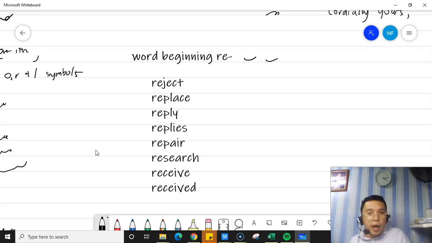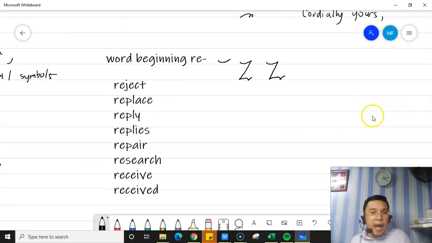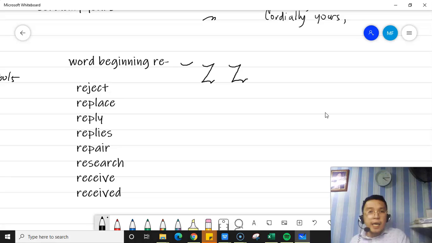So R, J, okay, then K, T. Let me have it again. R, J, K, T. So let us remember, we are just going to write R symbol kapag lahat ng strokes ay pababa. Okay? All downward strokes. Ang re is R symbol.